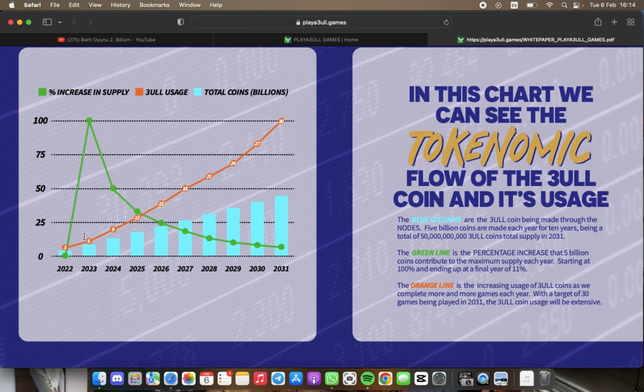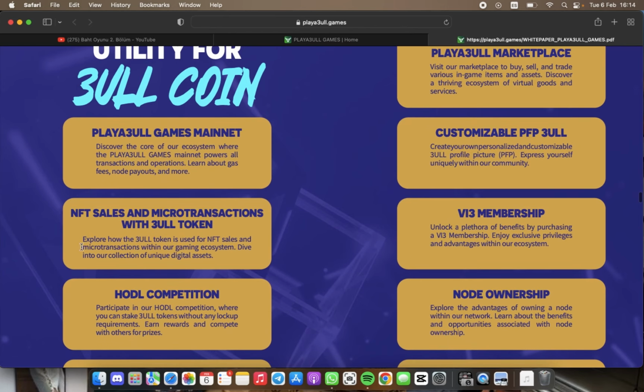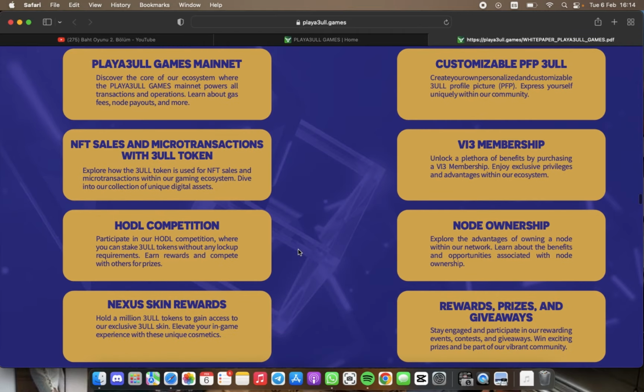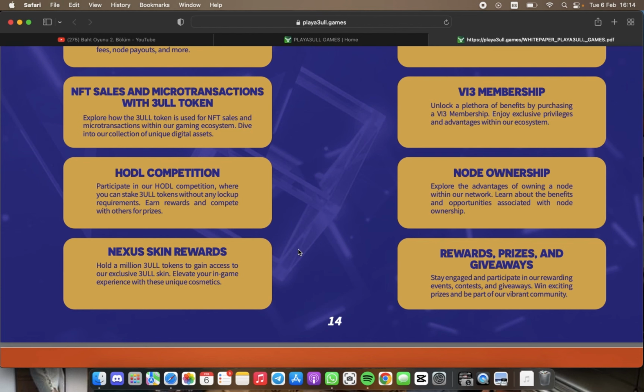So we have here the utility for Playa3ull coin. We have here the Playa game amount. We have here NFT sales and microtransactions with the Playa3ull token. And we have here holder competition, DAO membership. We have node ownership, and we have here the giveaways.